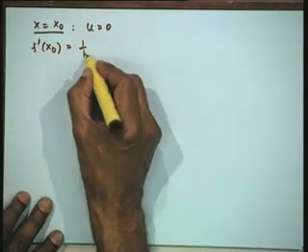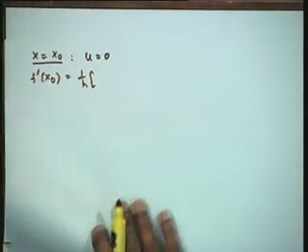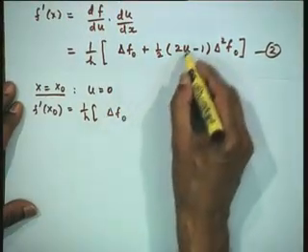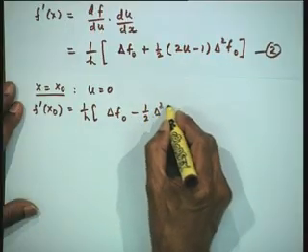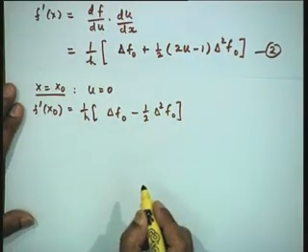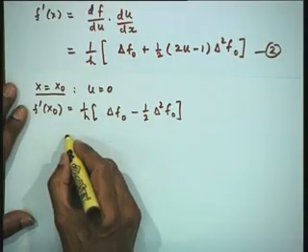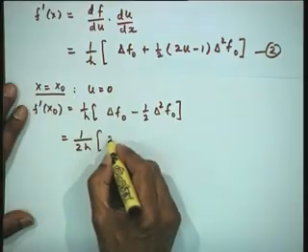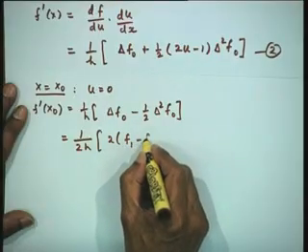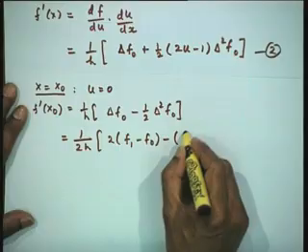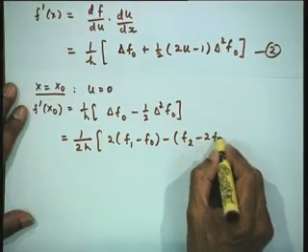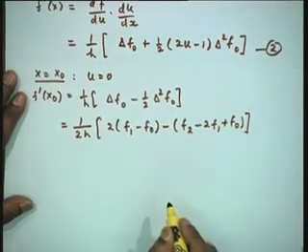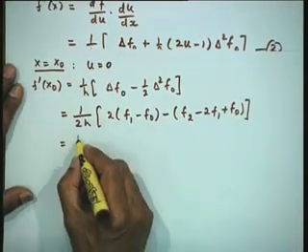Therefore, this is 1 upon h. I am substituting u is equal to 0 in this. So this is delta f naught minus half delta squared f naught. Now, let us simplify this. Let us take 2 outside. So, 1 upon 2h, 2 times delta f naught is f1 minus f naught, and delta squared f naught is f2 minus 2 f1 plus f naught. This is the second forward difference. This is equal to 1 upon 2h.